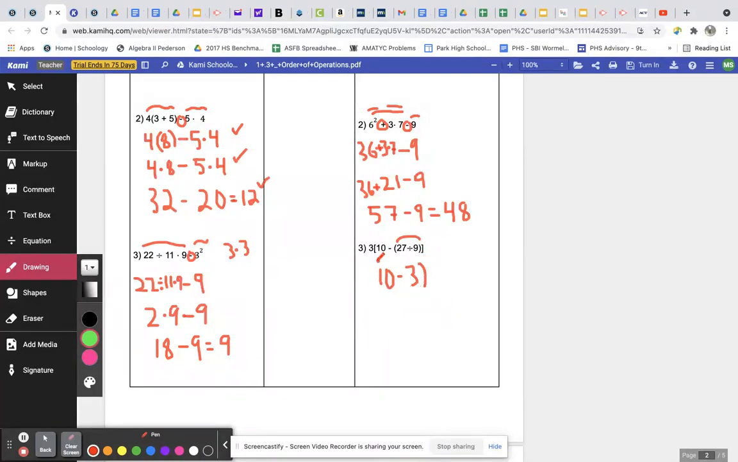Now we've got this grouping symbol right here on the outside. You may write it like this. And then we've got a 3 on the outside. So let's do the inside right here first. Okay, 10 minus 3 is 7. We've got a 3 on the outside of this parentheses. And if you recall, like I mentioned earlier, we have 3 times 7, and 3 times 7 happens to be 21. Okay?